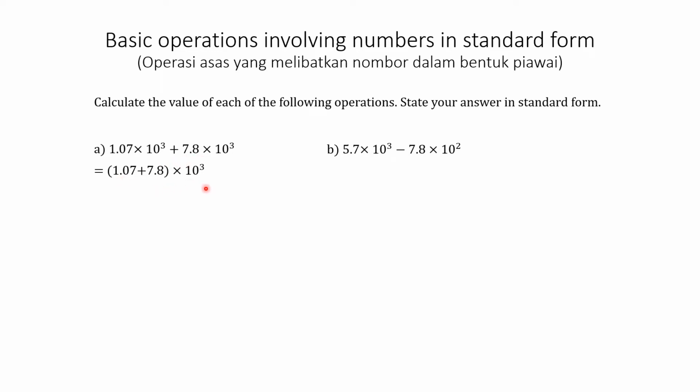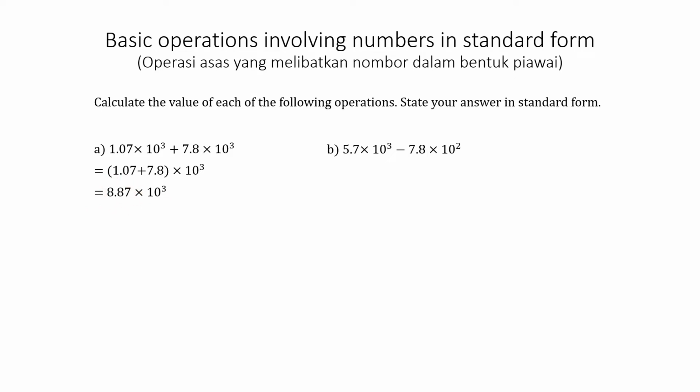And you can always check back, meaning that you expand it out. So 1.07, you times 10 to the power of 3, you'll get it. And 7.8 times 10 to the power of 3, and you'll get this. So this is correct. And then you do a simplification, meaning that you add it together. This is equals to 8.87 times 10 to the power of 3. And now the answer is in standard form. Standard form meaning that this number has to be between 1 and less than 10.